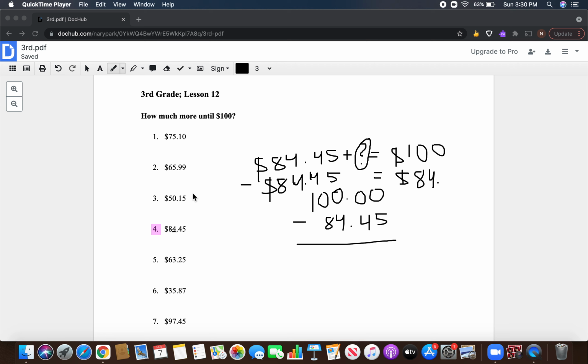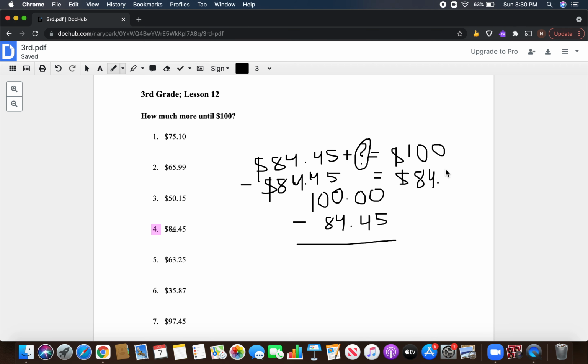So the question asks how much more to $100, and this question is kind of confusing. What it's trying to ask is how much more do we need to add to $84.45 to get to $100? And how would we get this value right here? We get it by subtracting $84.45 from both sides. I already set up the equation right here.